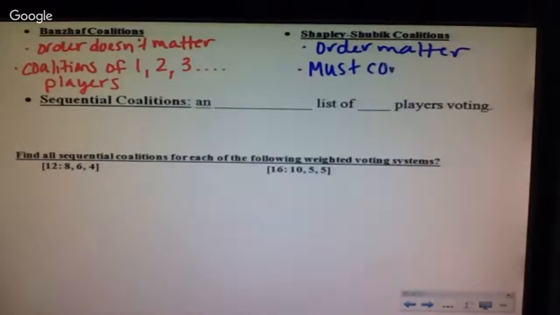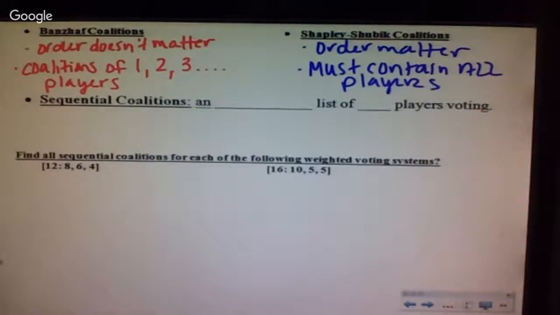And they must contain all players. So we call these sequential coalitions, which is what you're trying to find. Sequential coalitions: an ordered list of all players.